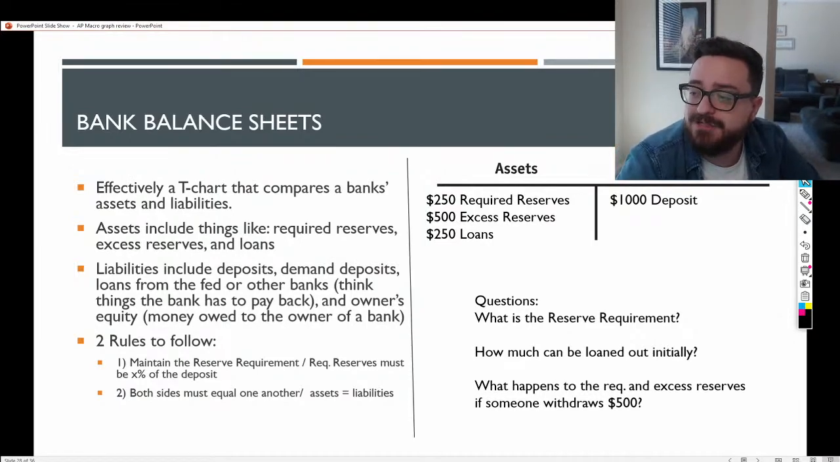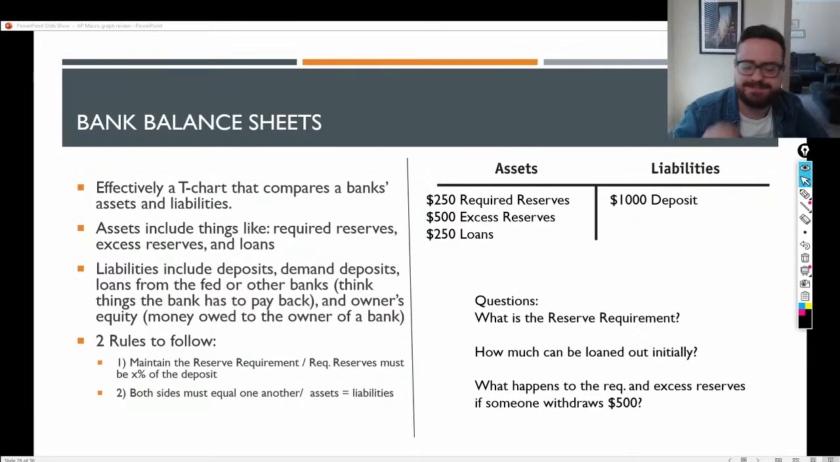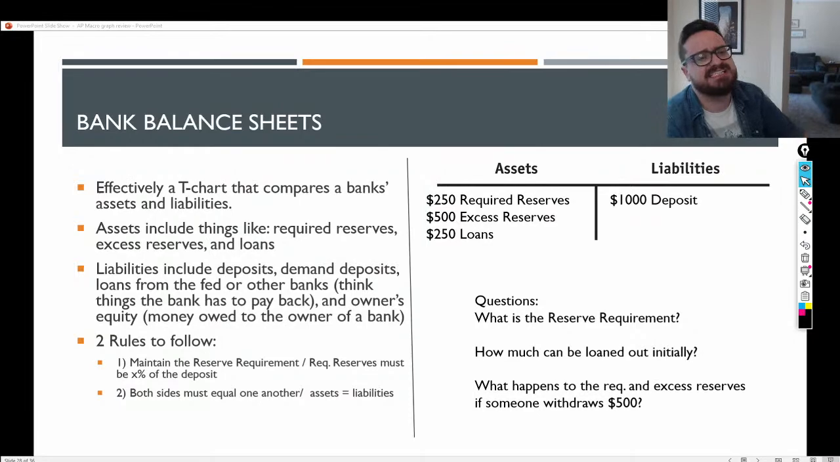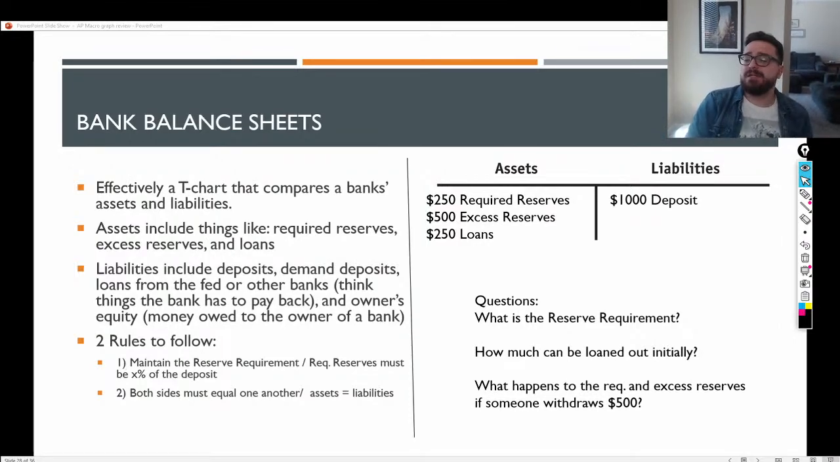So, a bank balance sheet is a T-chart that compares a bank's assets and liabilities. Sorry, my head is too big for this. There it is. Assets include things like their required reserves, their excess reserves, loans, any bonds they might have bought. Heck, any furniture the bank bought. Anything that the bank can sell for money is an asset. Liabilities are things they're responsible for. So if they have deposits, they are responsible for your deposits. If they take a loan from another bank, they are liable to pay that back. And owner's equity, which is money that the bank would owe to its owner for investing into it.